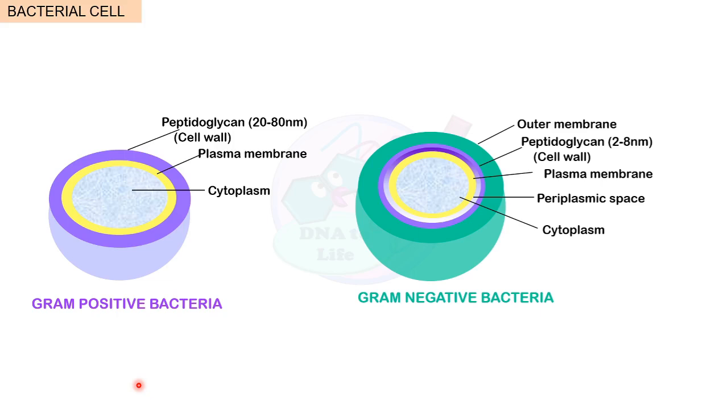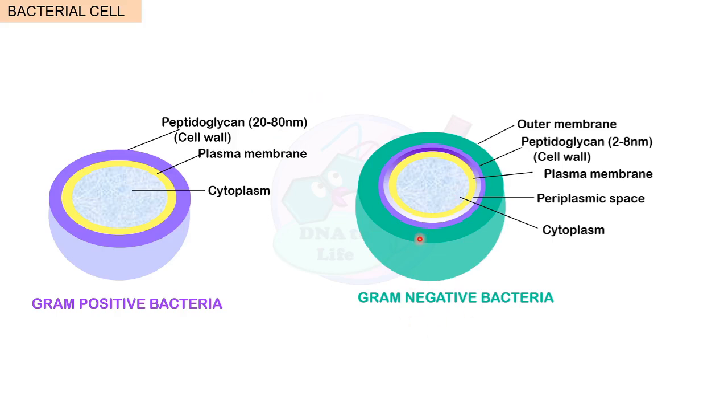So why are they different? The answer is the bacterial cell wall. If you look at the structure of bacteria, here this is the cytoplasm, this is the plasma membrane, and this is the outer layer, the peptidoglycan layer. In gram positive bacteria, this peptidoglycan layer is very thick, about 20 to 80 nanometers in thickness.